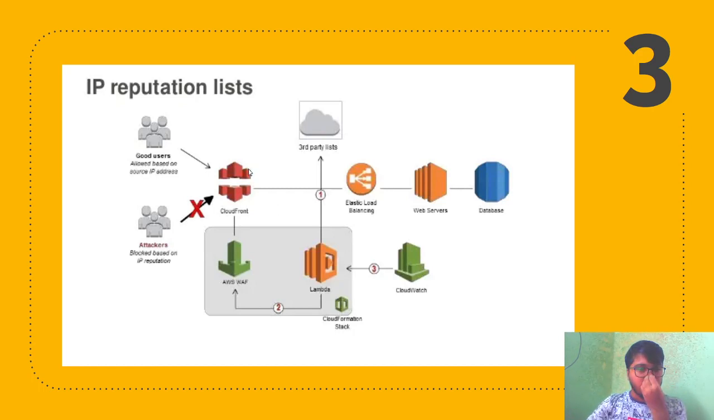Here when the users first go to the AWS CloudFront, CloudFront contacts the AWF, and it contacts the Lambda function, and CloudWatch observes how the Lambda is working. After going through all these things, it finds that if the source IP matches our IP list, then automatically it will be passed.